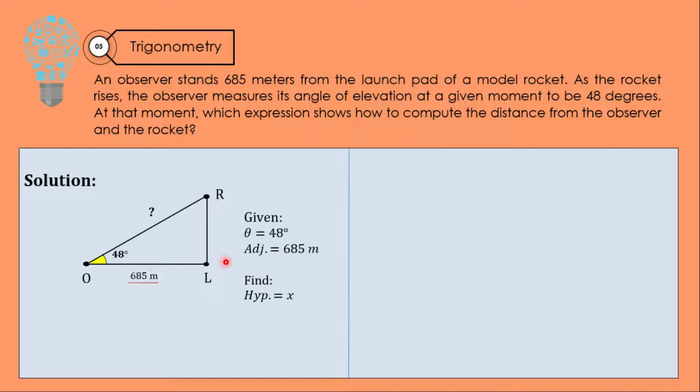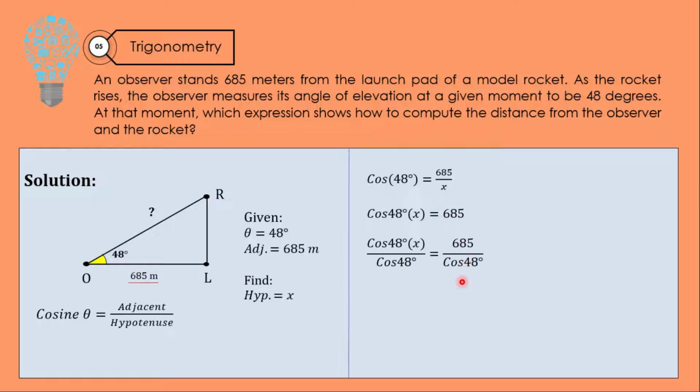And since we have an adjacent, we're going to use CAH, or cosine is equivalent to adjacent over hypotenuse. We'll have here cosine 48 degrees is equal to 685 over x. x is the missing term, which is the hypotenuse. Now let's cross multiply. Cosine 48 degrees times x is equal to 685. Divide both sides by cosine 48 degrees. We'll have x is equal to 685 over cosine 48 degrees. Since we're only asked to show the expression for how to compute the distance from the observer to the rocket, we'll stop here. Our answer for this problem is letter B.